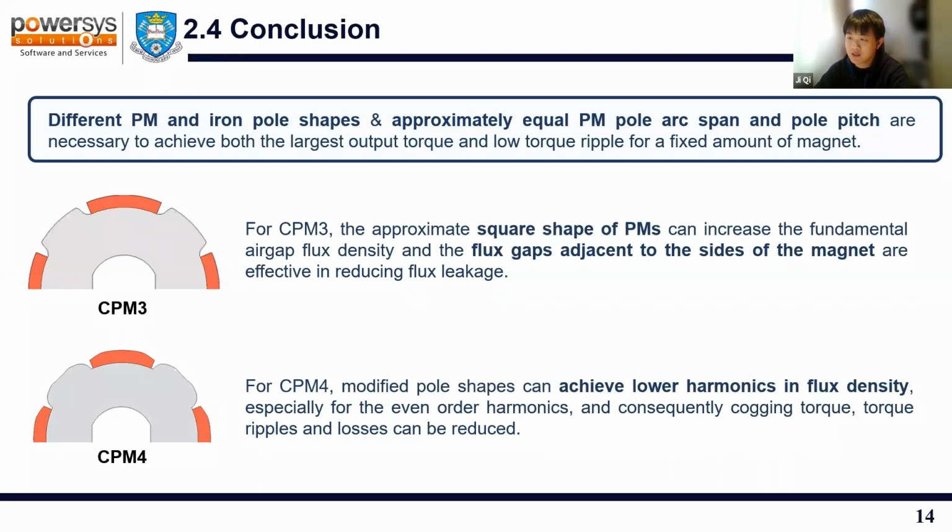And the optimized CPM4 has a symmetrical pole shape here. The modified shapes can achieve low harmonics in flux density, especially the even order harmonics, and consequently the cogging torque and torque ripples and the losses can be reduced.